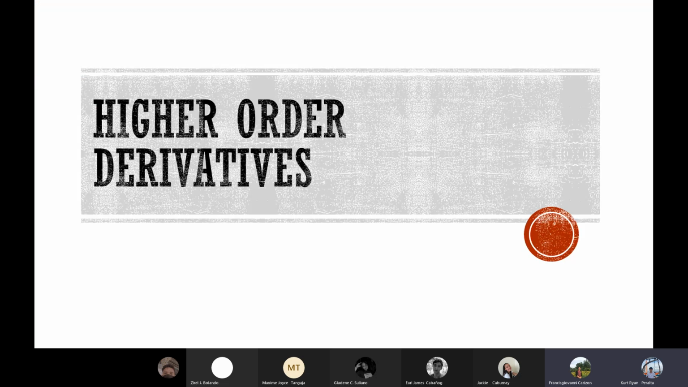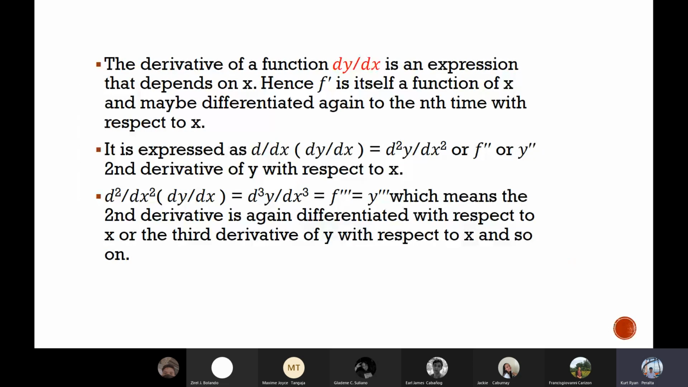So, good afternoon, everyone. So, I am Kurtran Peralta and I am going to talk about higher order derivatives. So, the derivative of a function dy over dx is an expression that depends on x. Hence, f prime is itself a function of x and may be differentiated again to the nth time with respect to x. So basically, the concept of higher order derivatives is getting the derivative of the derivative.